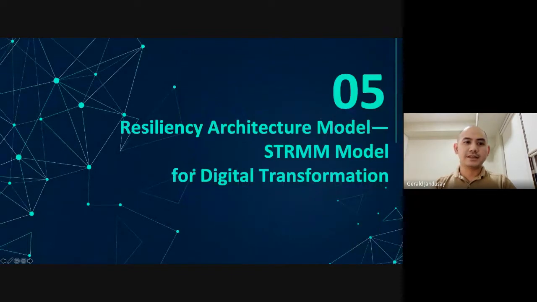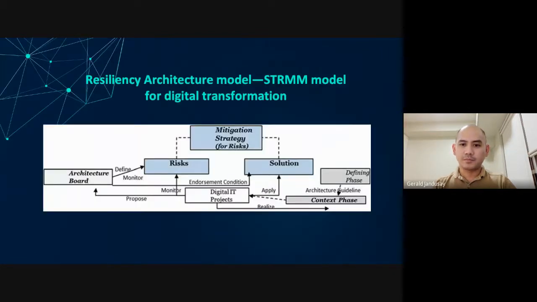And lastly is the resiliency architecture model, or the STRMM model, for digital transformation. As a result of the investigating tasks of the architecture review by the architecture board, they confirmed that the project planning documents of almost all new IS or IT projects have been submitted to the architecture board. So this board performs an architecture review on the basis of the evaluation criteria that we have mentioned earlier.